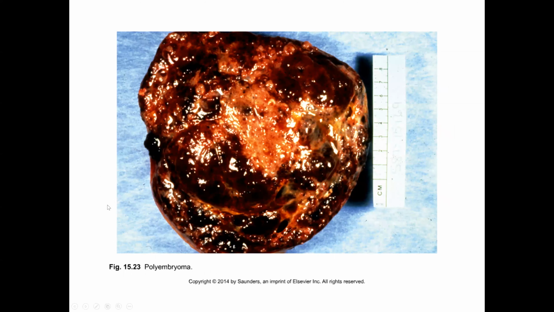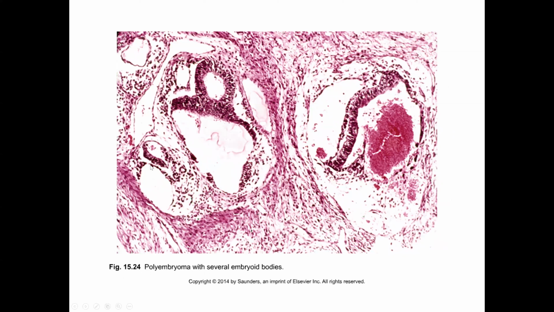So here's the gross appearance, a very hemorrhagic tumor with some more solid areas, somewhat spongy and soft, friable appearing. And here's the characteristic polyembryoma embryoid bodies, as you can see, forming a plate between these two cystic spaces, very cellular plate between two cystic spaces, and surrounding immature mesenchymal type tissue, hence the belief that it may be a more teratomatous type of lesion.